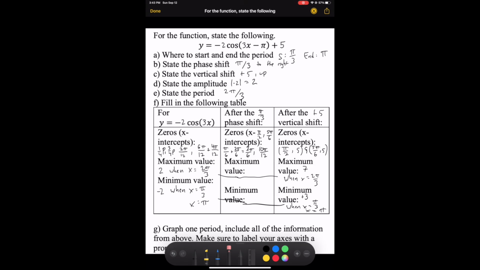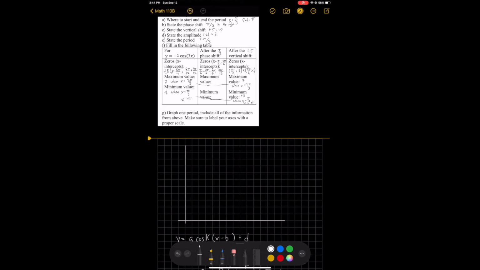Okay, so for the graph, we know that the top is going to have to be 7. So 1, 2, 3, 4, 5, 6, 7. And the key points have to do with pi over 6's. So I'm just going to use that as the scale. So 1 pi over 6, 2 pi over 6, 3 pi over 6, 4 pi, 5 pi, 6 pi over 6.